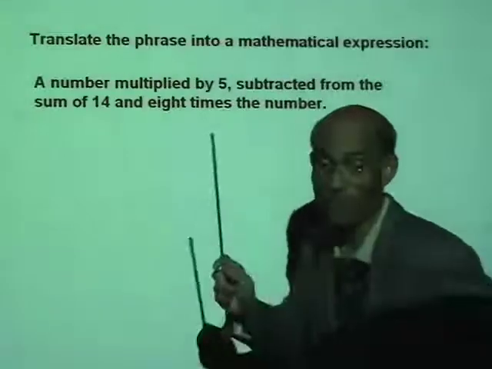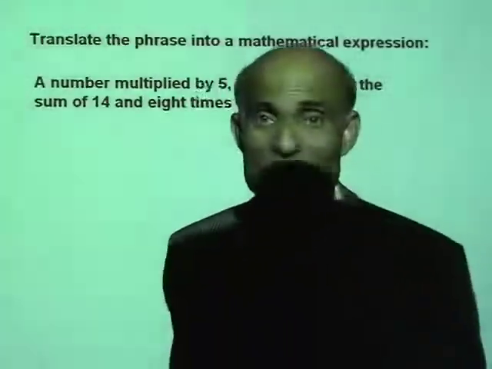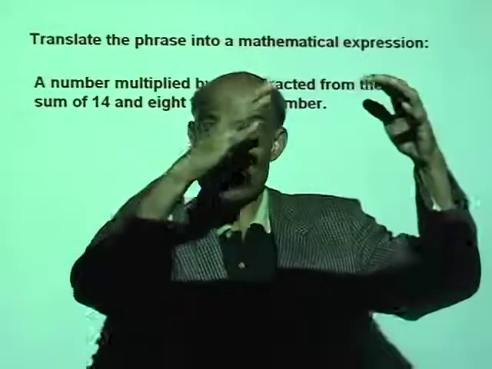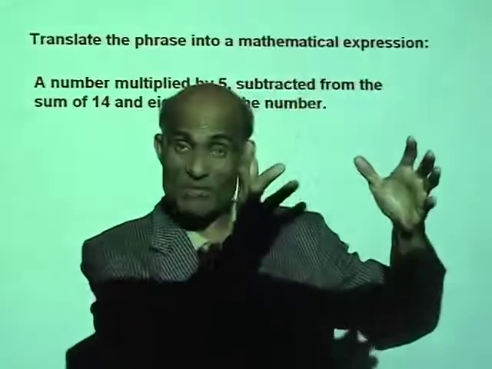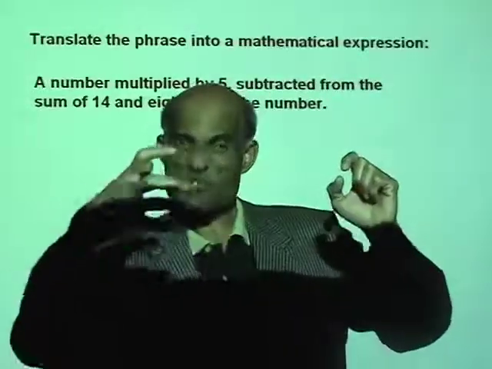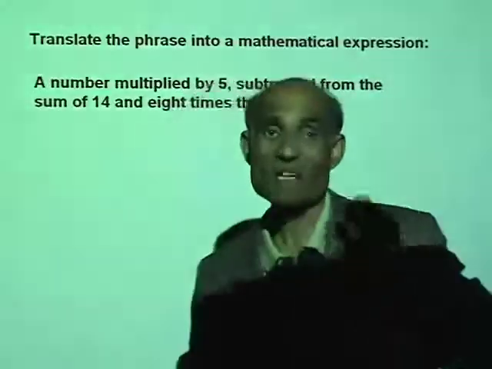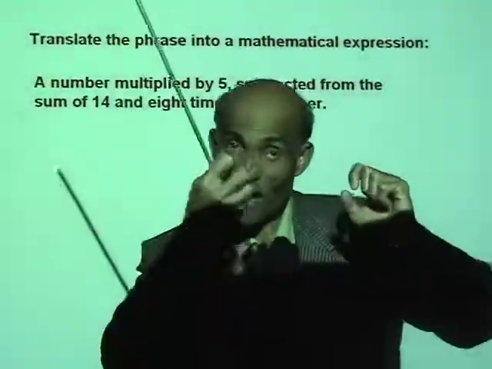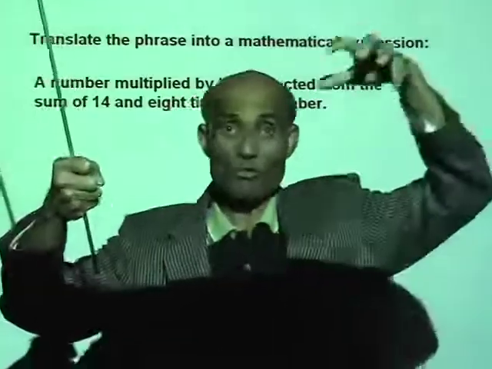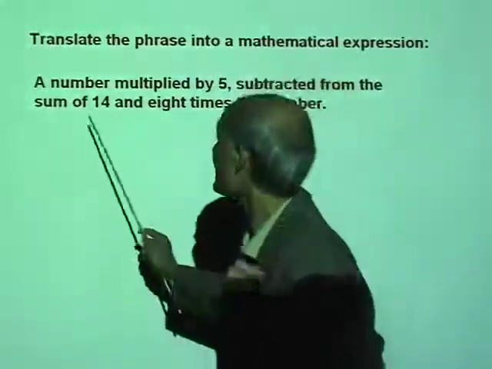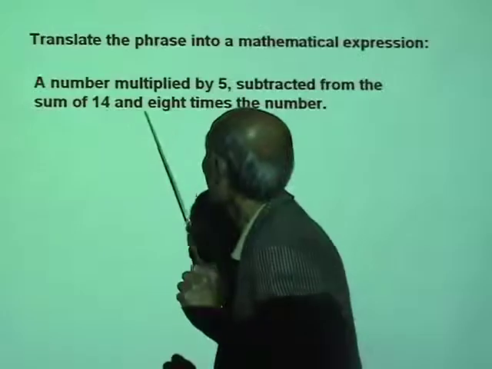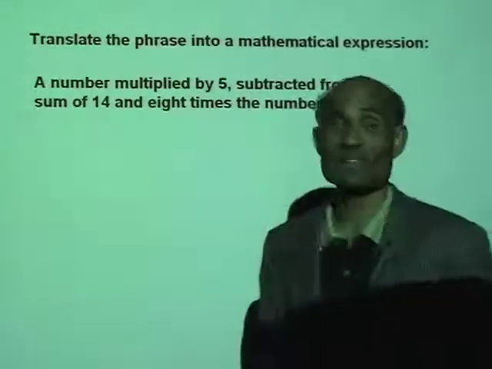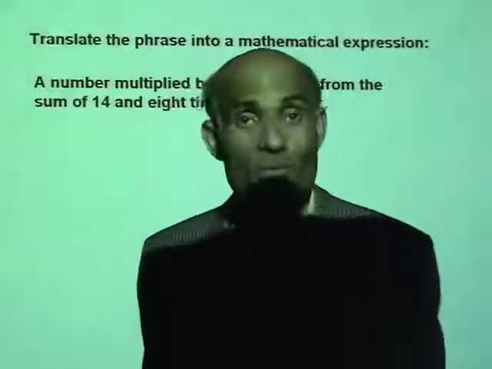Subtracted from. You remember these terms that we use, subtracted from. So that from quantity must be on the left. So what is it that you subtract? You are subtracting this 5 times x. So 5x is subtracted from what? The sum of 14 and 8 times the number. Can you do this on your own?